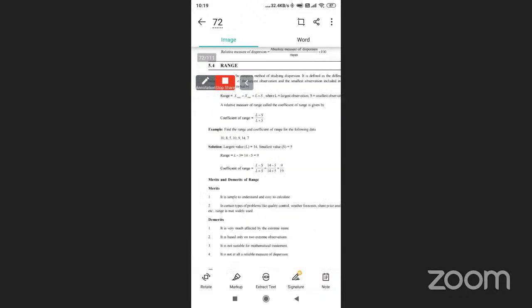What are the merits? It is very easy, and in certain types of problems like quality control, weather forecasts, and price analysis, range is most widely used. Demerits: it is very much affected by the extreme values. You can find only the maximum value and the lowest value, and you should forget the remaining observations. It is based on only two extreme observations, the maximum value and the minimum value. It is not suitable for mathematical treatment. It is not at all a reliable measure of dispersion. So this is known as range. Is it clear? Any doubt?